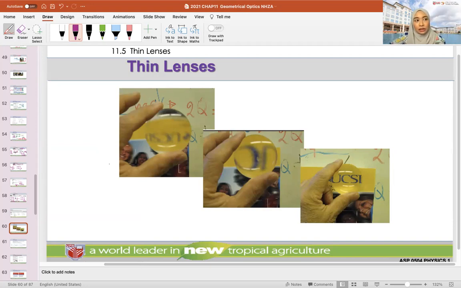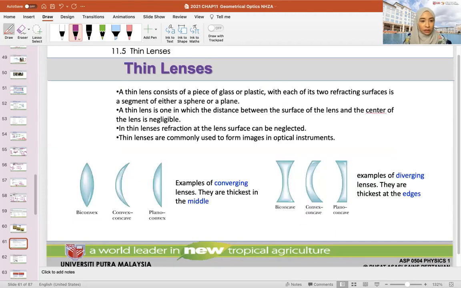Okay, so again, I told you lenses allow light to pass through, compared to mirrors, they reflect. So if you have light, this is supposed to converge. If you have light, they are supposed to reflect. Kan? Tapi lenses, it lets you pass light through, such as your contact lens, such as your glasses, and magnifying glass, and stuff like that. I don't know what this is, but it's a lens. Okay, moving on. A thin lens consists of a piece of glass or plastic.